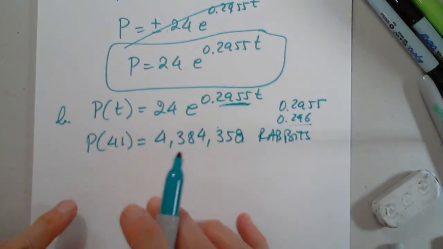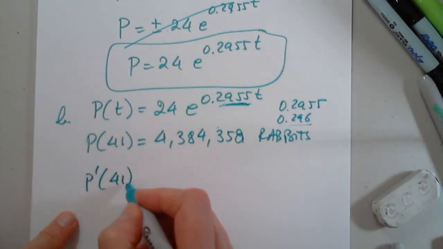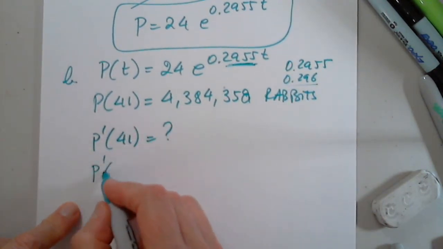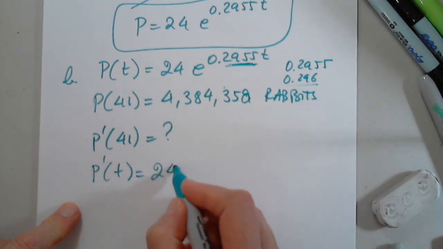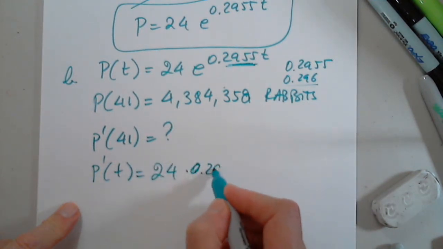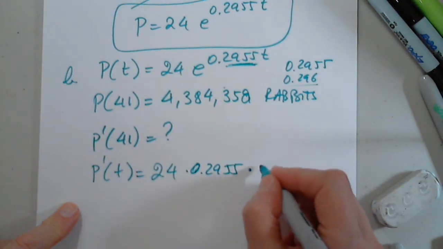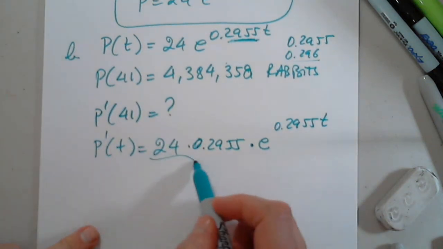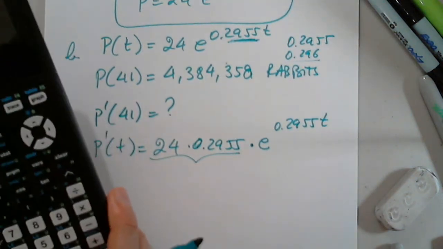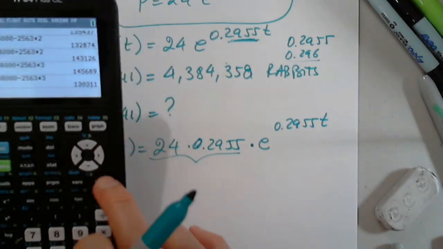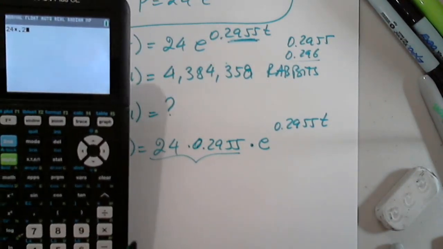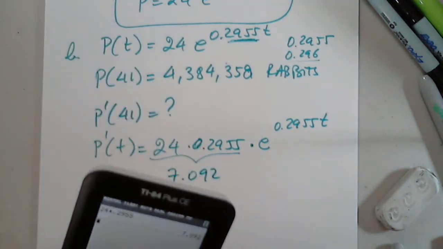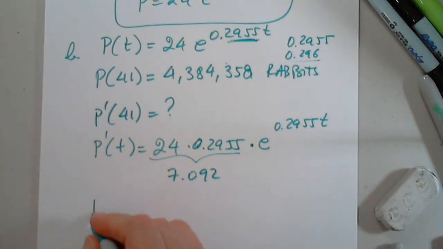So now they want us to determine P prime of 41. I have to determine P prime of t first. So this will be 24 times 0.2955 times e to 0.2955t. I'll multiply this, 24 times 0.2955, 7.092. And then I will plug in 41.